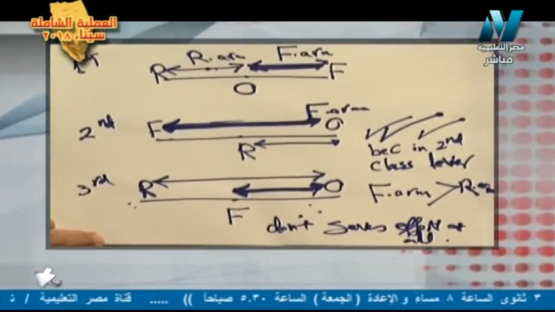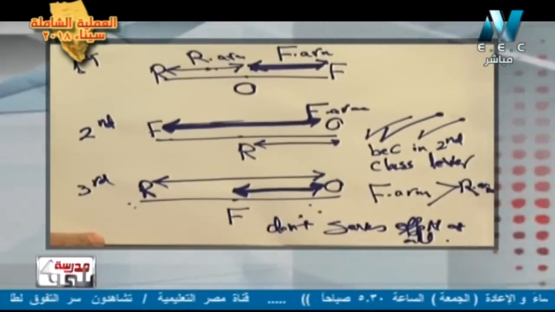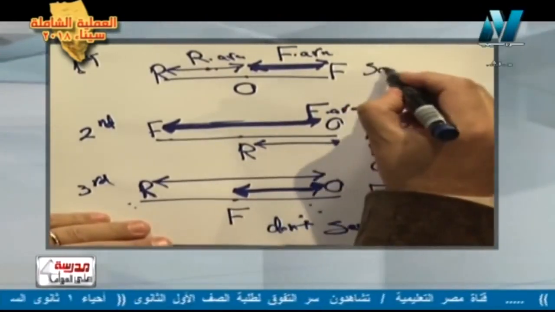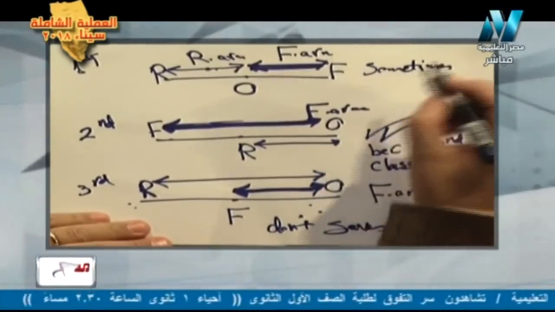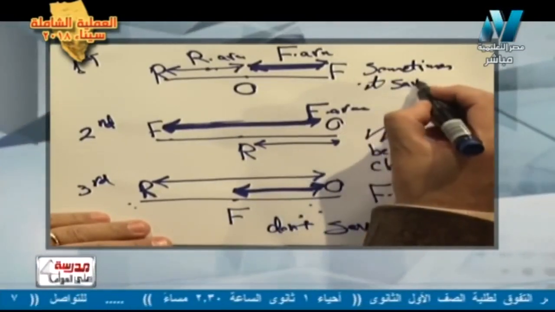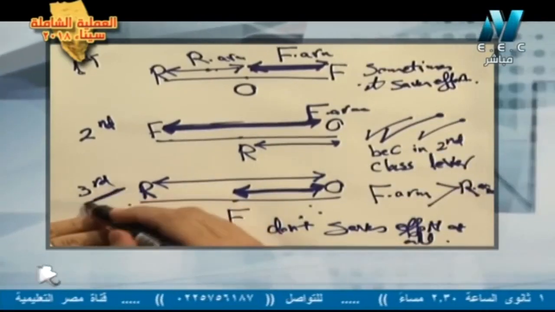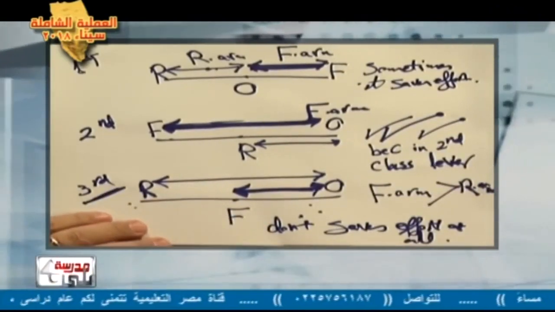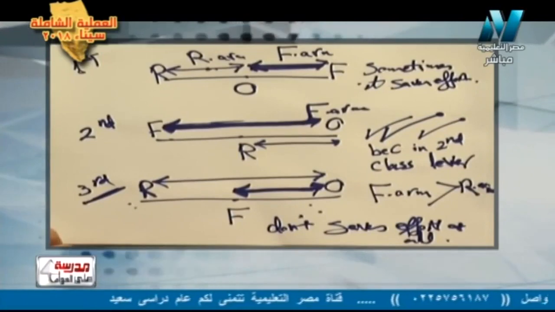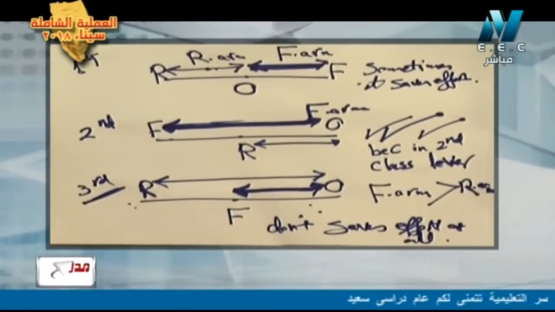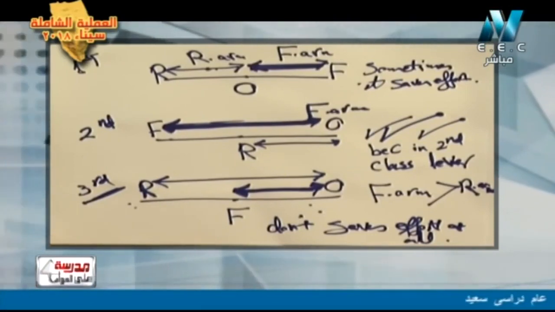Okay, so again, which type is the best type of lever? Surely the second class lever is the best type. But what about the first type? The first type sometimes saves effort. What about the third class lever? The third class lever doesn't save effort at all. So again we can say the first class lever sometimes saves effort.